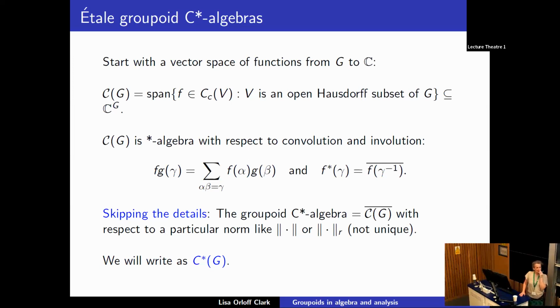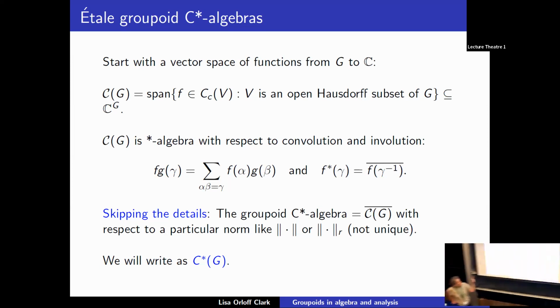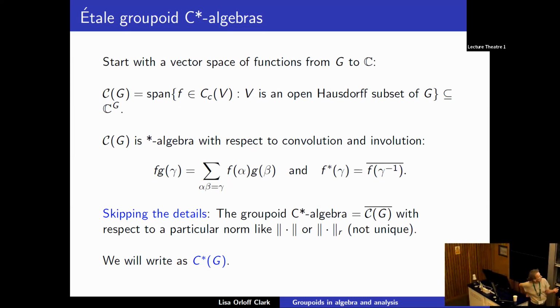So anyway, once you have that vector space, the construction, I don't know how much detail Aiden gave, is about the same as the Hausdorff one. This becomes a star algebra with respect to convolution and involution defined in that way. It's just the formula. Since we're étale, it just becomes a sum, and the involution, or the star, is defined here. We'll skip the details, but you take the completion with respect to a particular norm, like the full norm or the reduced norm. It's not unique; there are exotic norms out there as well, which I think we'll be talking about this week. And that gives you a groupoid C-star algebra.